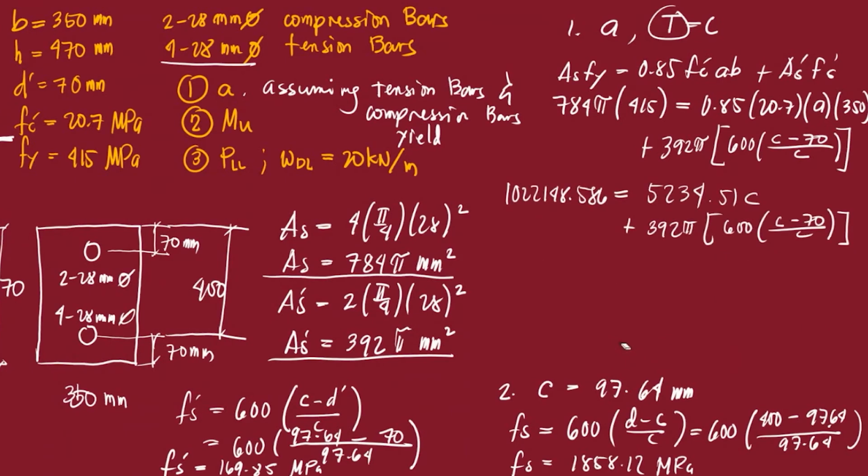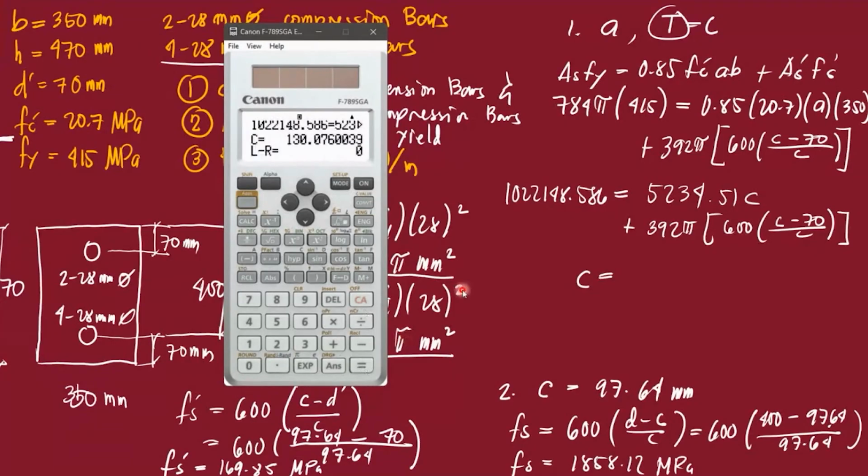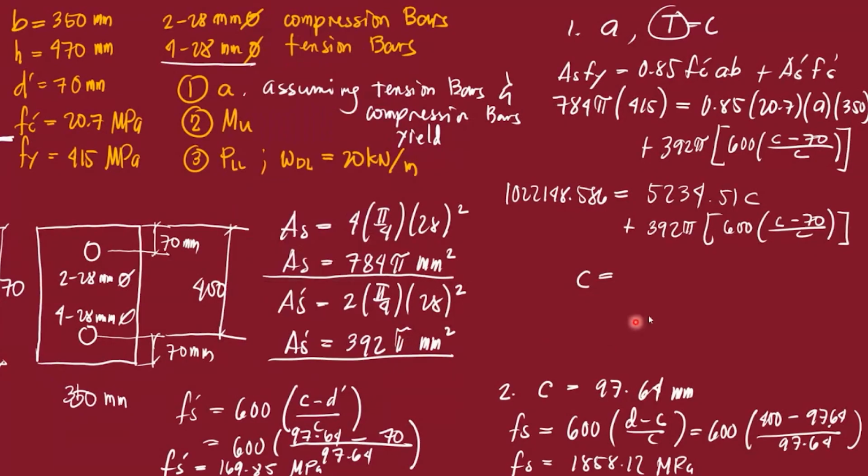Okay, as you can see, in our new equation there is only one unknown, the value of C. Okay, we can solve for the value of C here. The value of the new C is 130. So this is 130.08. This is in mm. This is your C.